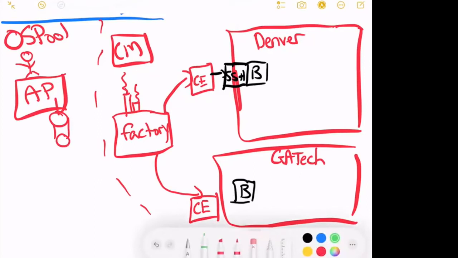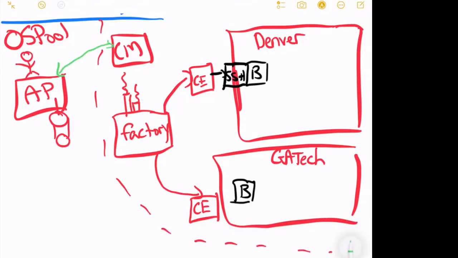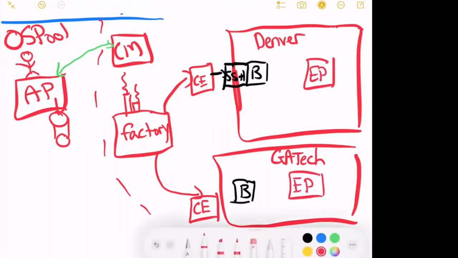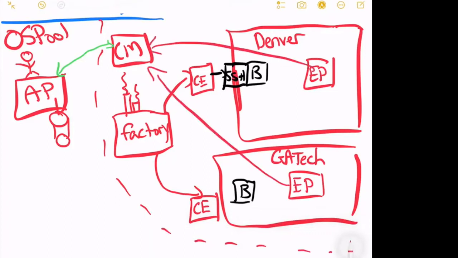The central manager works with the access point to understand what sort of jobs the access point has, and what sort of resources the central manager has, all the execution points. And the central manager, one of the important things it does is perform matchmaking services. It finds whatever resources are at these different sites that the access point can utilize and run jobs on.